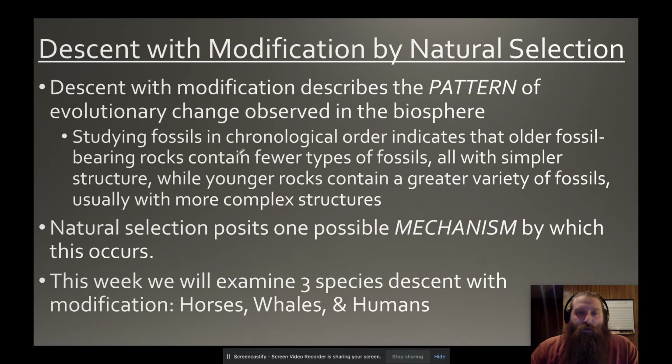So let's start with descent with modification. This is something that we've already talked about, but just as a quick review, descent with modification describes a pattern of evolutionary change that we observe in the biosphere. One of the ways we do that is studying fossils in chronological order. And when we do that, we see that the older fossil-bearing rocks have fewer types of fossils with simpler structures, and younger or more recent rocks typically contain a greater variety of fossils with more complex structures. So in order to explain that, one possible mechanism that we use is natural selection. All right. And in this week, we're going to cover horses, whales, and humans.